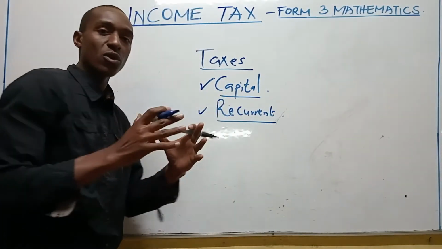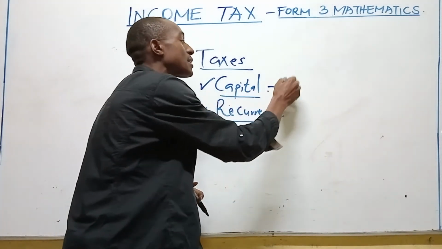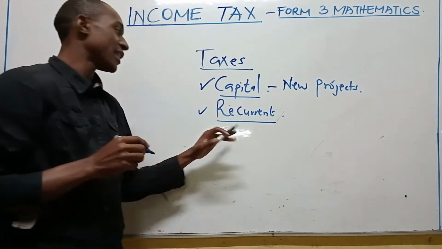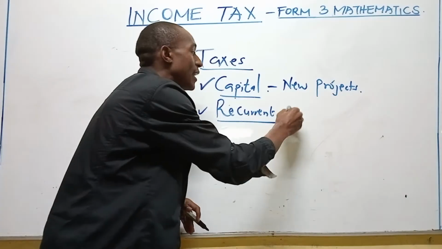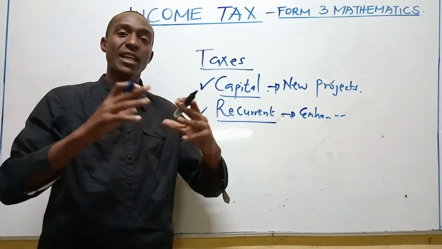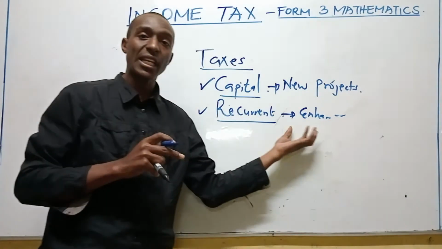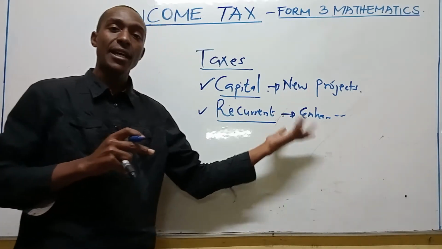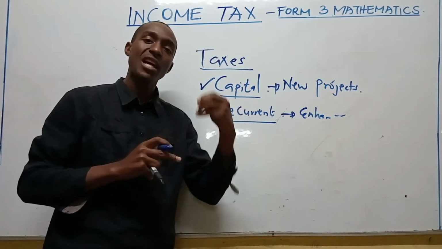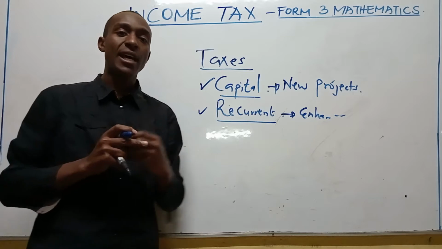Briefly, before we go to the mathematics part of it, capital expenditure is coming up with new projects. Recurrent expenditure is enhancement or improvement of the projects that are in the government. For example, paying of salaries of employees and maybe repairing of roads. But capital expenditure, as we have said, is coming up with new projects. For example, a new tarmac road, a new school and such kind of things.